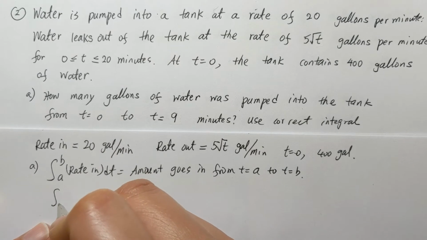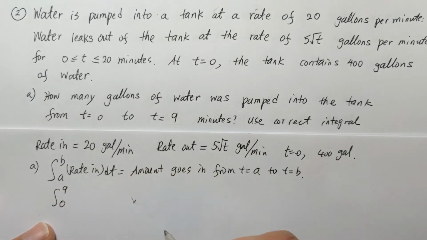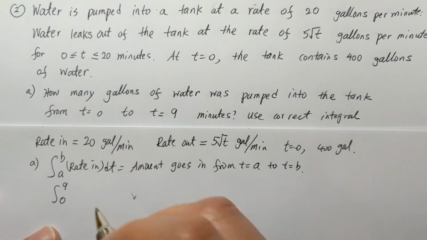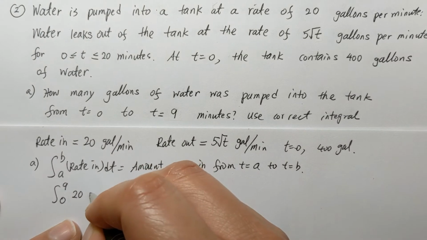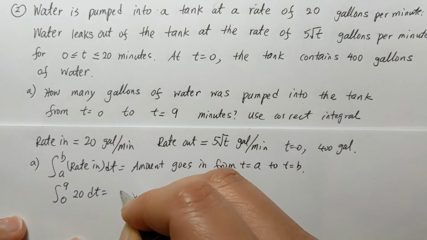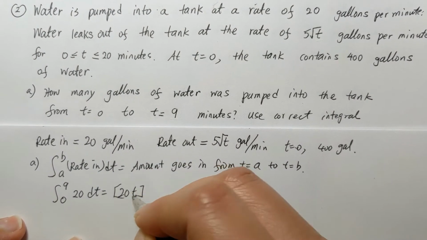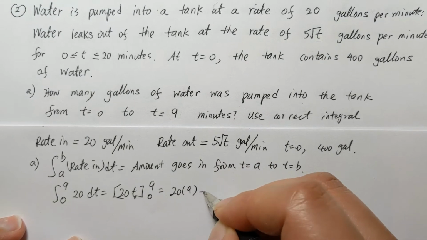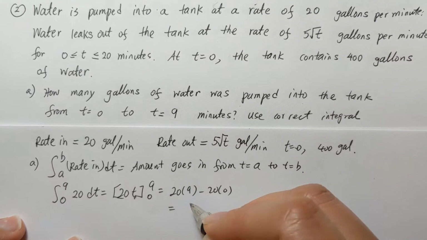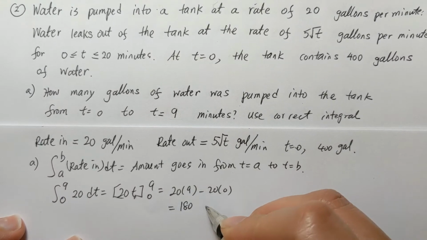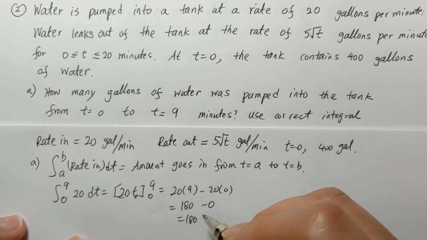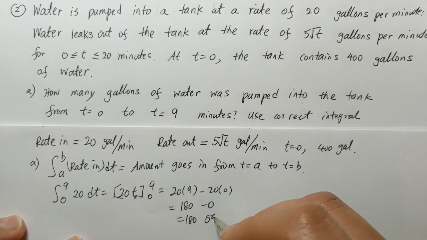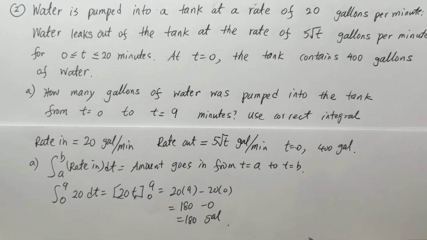Now we know the time is 0 to 9, so we do the integral from 0 to 9. The rate is 20, so we put 20 dt. We get 20t from 0 to 9, so 20 times 9 minus 20 times 0, which is 180 minus 0. Therefore 180 gallons of water go into the tank from 0 to 9 minutes.